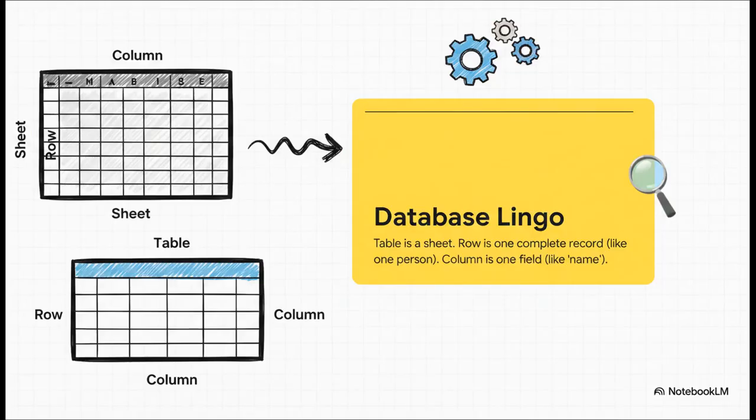Now let's just swap out a few words. You know how you have different sheets inside an Excel file? In the database world, we call each one of those a table. And a single row of information, like for one person, is still a row. And each category, like name or age, yep, that's a column. See, you already get the layout.